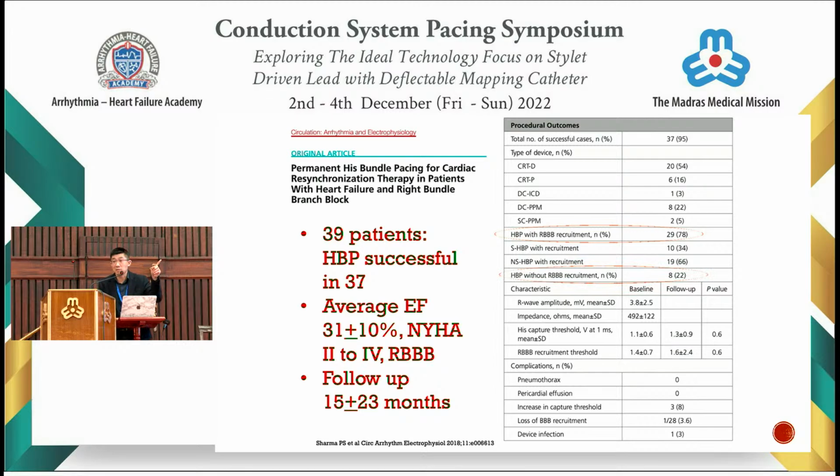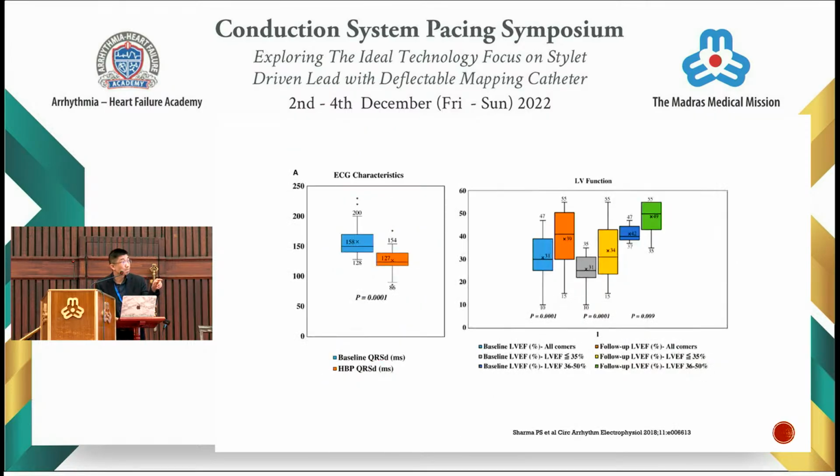What's interesting about this is that even if you don't have right bundle branch recruitment during His bundle pace, they can use fusion because they still have an RV lead. They can fuse by pacing the His without recruiting the right bundle and still pace the RV apex and cause fusion. And I'll show you the results of that. Again, it came at a price: higher thresholds, as well as loss of bundle branch recruitment.